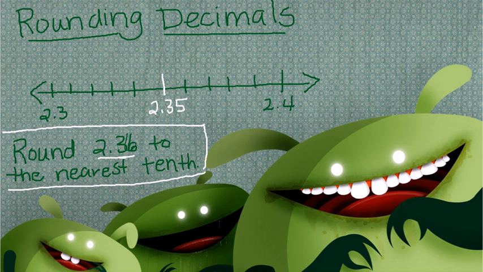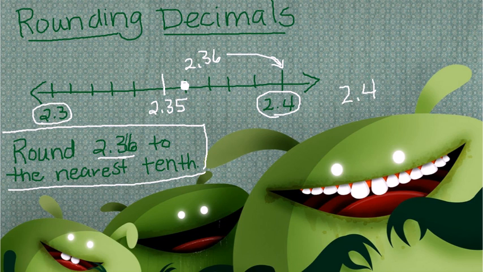So if we were supposed to place our number that we want to round on this number line, it would actually fall right here. So this is 2.36. All right, now when you look at 2.36, is 2.36 closer to 2.3 or is it closer to 2.4? Well, if you look, it is more than halfway across, so 2.36 is closer to 2.4. So therefore, if we round 2.36 to the nearest tenth, it would be 2.4.